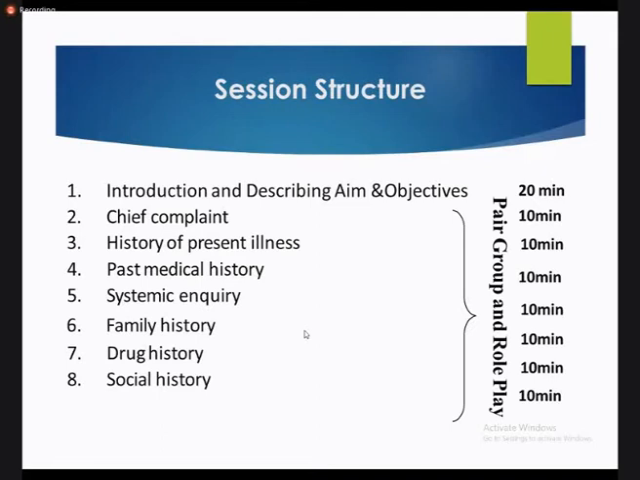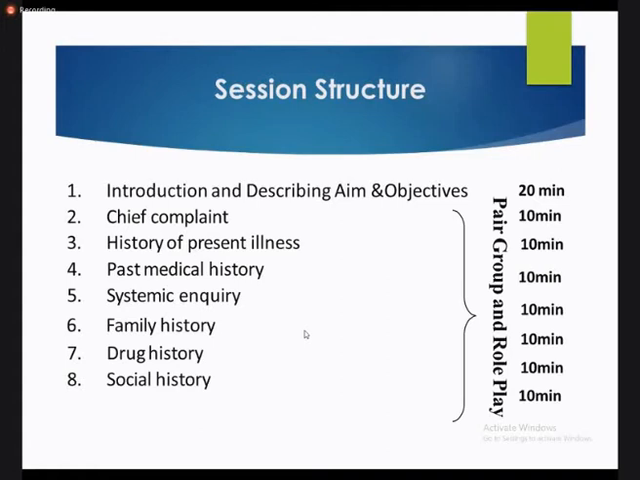If you're able to take the history in a proper way, you are able to get 70% of the diagnosis of your patient even without touching your patient. So if you're competent enough in your history taking, it means that you have got a hold on 70% of your diagnosis. So history taking is basically a very structured type of a session.